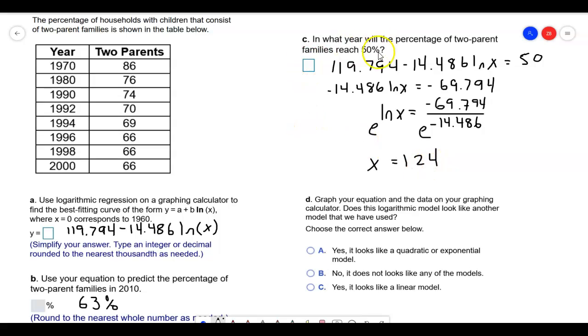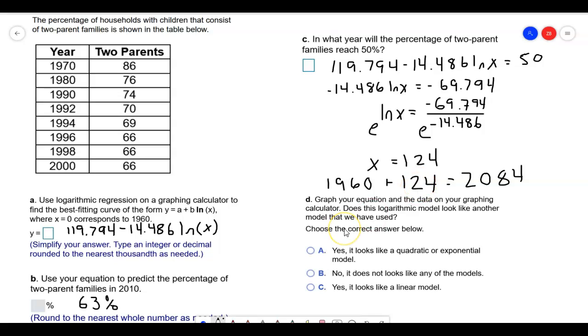124 years. So we're not going to reach 50% until 124 years after 1960. So it'll be 1960, that's our year 0, plus 124 years. So that's going to be, what is that, 2084? 2084. So this is our answer for that one. Okay, so in the year 2084, that's when we expect percentage of two-parent families to reach 50%.